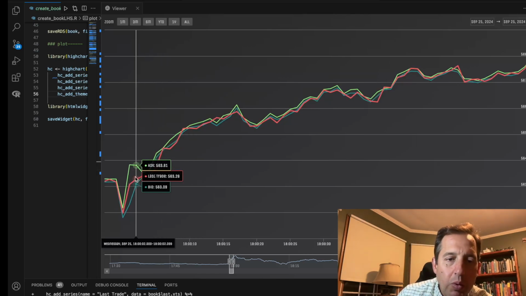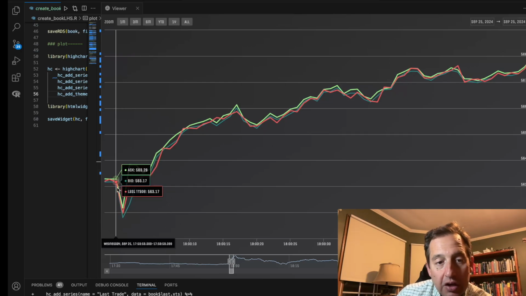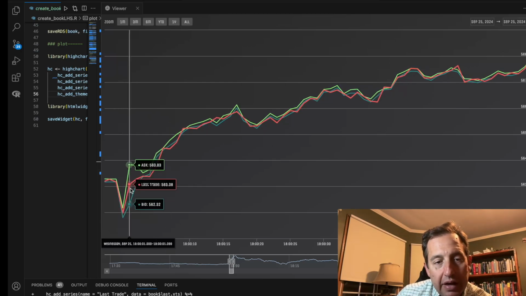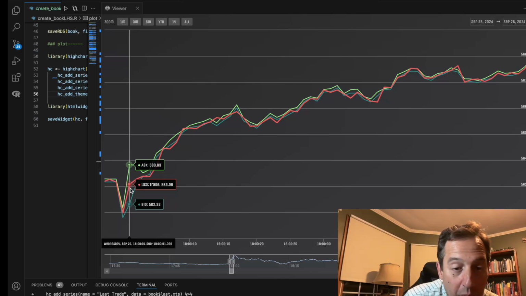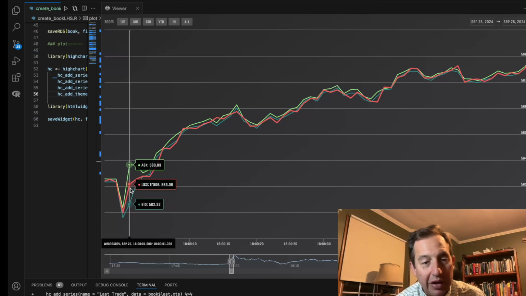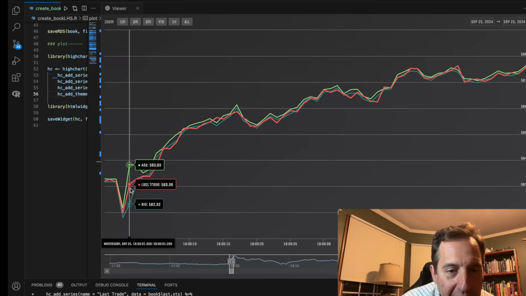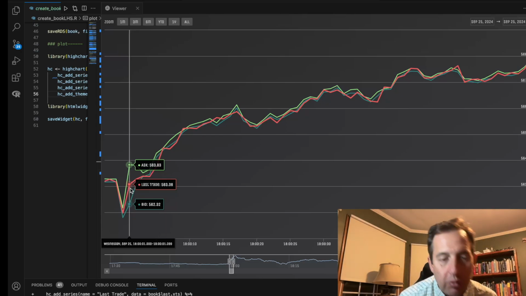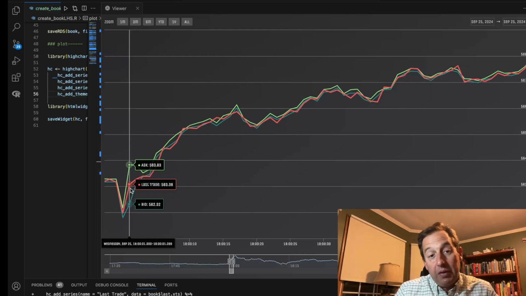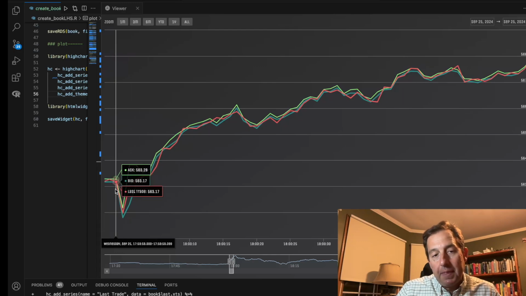But what we want to look at here is the transaction cost. What happens shortly after the announcement? The bid is 562.32, and the ask is 563.83. So we're well over $1, a little over $1.50. That's a huge bid-ask spread. We've gone from 2 cents to over $1.50.